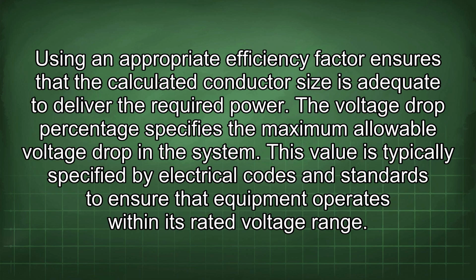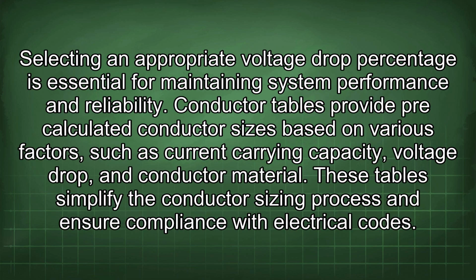The voltage drop percentage specifies the maximum allowable voltage drop in the system. This value is typically specified by electrical codes and standards to ensure that equipment operates within its rated voltage range. Selecting an appropriate voltage drop percentage is essential for maintaining system performance and reliability.